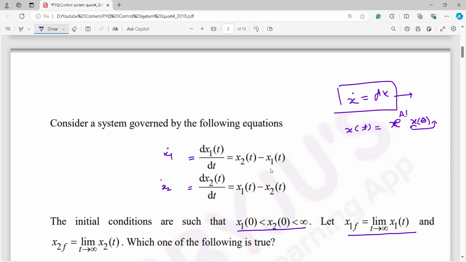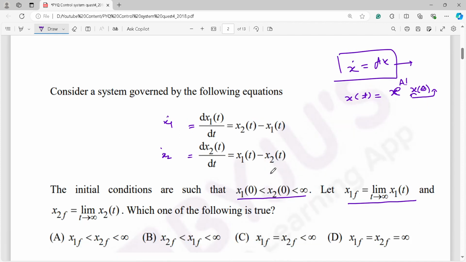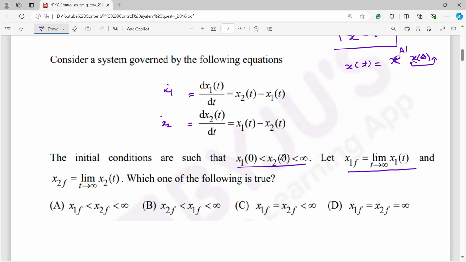So how do we solve this question, and what essential data is required for this? One more thing: here e to the power At is our state transition matrix phi(t). Once we find this value, we can put the limit t tends to infinity and find our final state value. So let's just start.